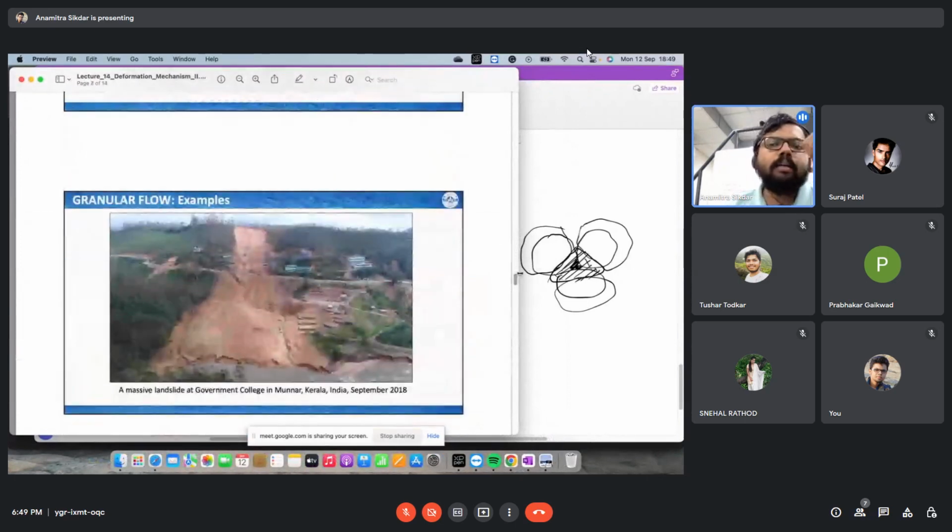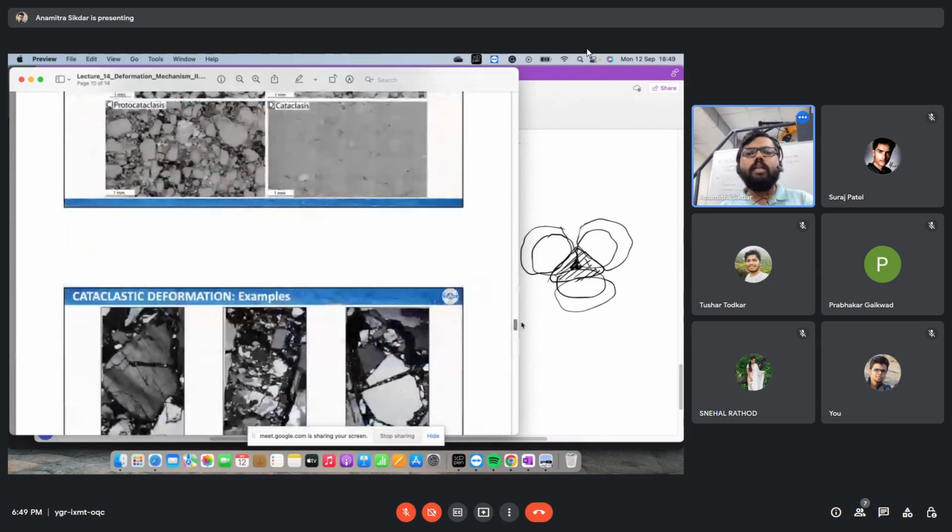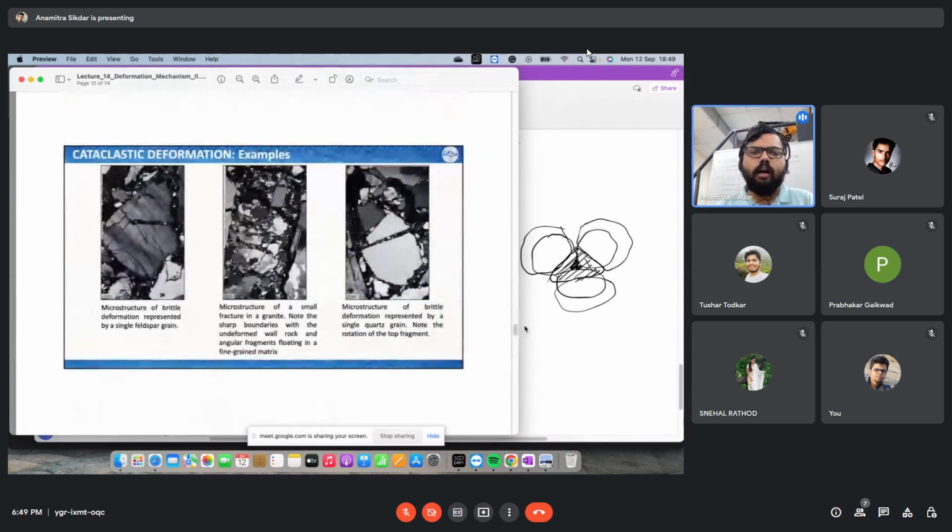So yeah, this is the natural example, the macro scale example, of what happens when you have a cataclysmic event. Its response in the macro scale will be granular flow, where you will be having landslides, all right? In the micro scale also you can see, like here, how the grains have crashed. One big hint to identify a cataclysmic event is that the grains that form out of those events will have very sharp boundaries.